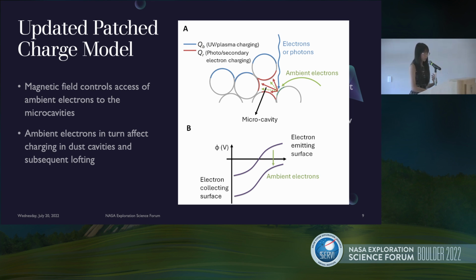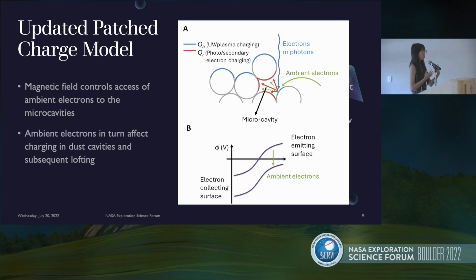What we propose is an update to the patch charge model. In addition to the incoming UV radiation or high energy protons or electrons, we have to consider what ambient electrons are doing in the system.